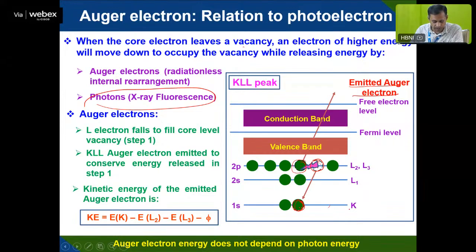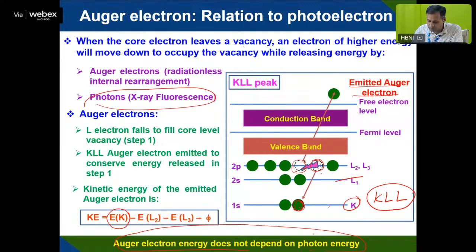So it's called KLL Auger electrons. Depending upon that, different Auger electrons can be produced. The kinetic energy of the Auger electron will be EK, the kinetic energy of the photoelectron, minus EL2 and EL3, minus the work function. So the Auger electron does not depend on the photon energy. Whatever photon energy you apply to remove this core electron, the photoelectric effect depends on it, but the Auger electron does not depend on the incident photons. Instead it depends on the energies EL2 and EL3.